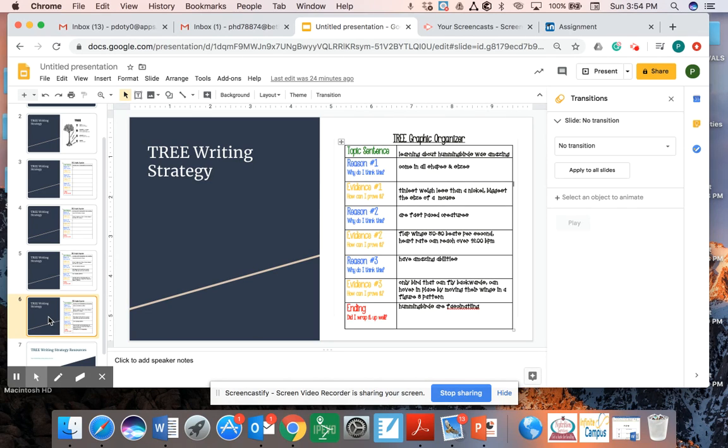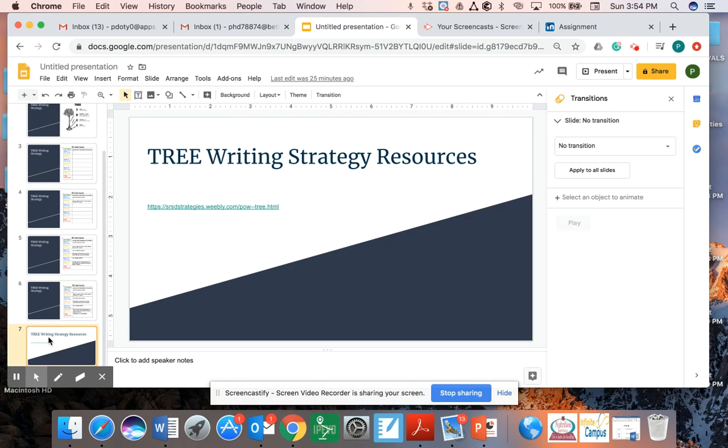Or we might look at some other things. But I would ask them to make sure that as they're thinking about writing it, what order would make sense to write out, in what form to write out, because you want it to be as interesting as possible for the reader. And the TREE writing strategy resource is given right there on this last slide.